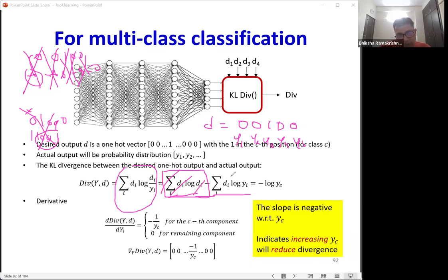Okay. So now let's look at the second term. It's going to be 0 log y1 plus 0 log y2 plus 0 log y3 plus 0 log y4, and because of the 0, these will disappear. Correct? So what remains? Just this one term, which is going to be minus 1 times log of the probability assigned to the true class, which is minus log yc. That makes sense?